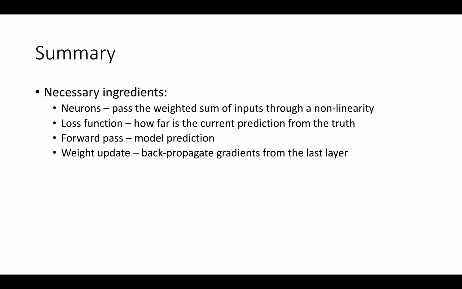Right, to summarize, we have introduced some of the necessary ingredients. So we have the neurons, which pass the weighted sum of inputs through a nonlinearity and then on to the next layer. We have the loss function at the very end, which estimates how far we are from the truth. The forward pass is the current model prediction, so the prediction of the model at its current state. And then we have the update of the weights, which comes from backpropagating the gradients from the last layer and then multiplying it with the learning rate. That's it. In the next part, I think we'll probably talk about the more complex networks.